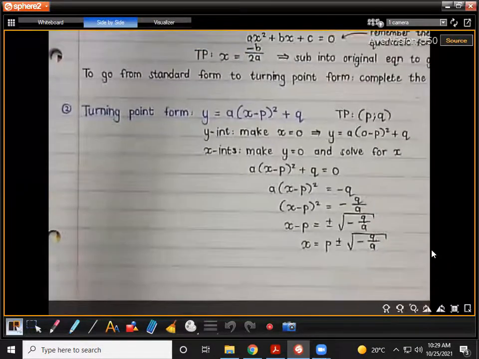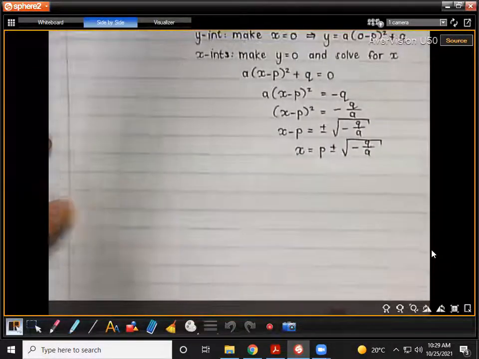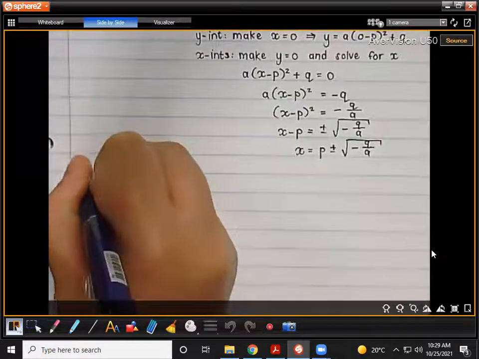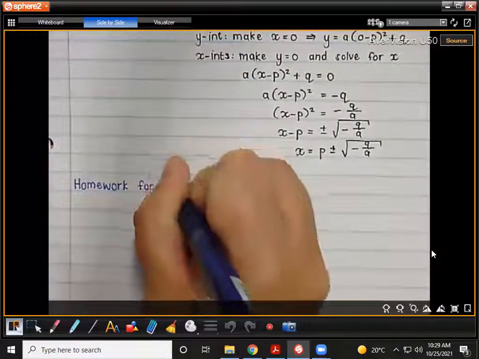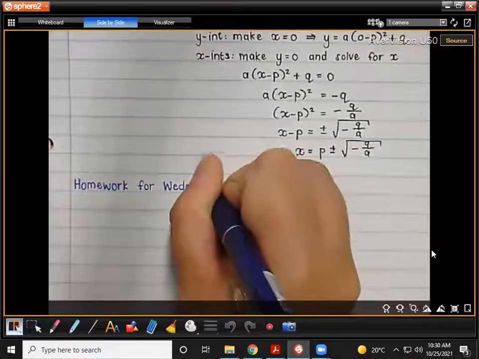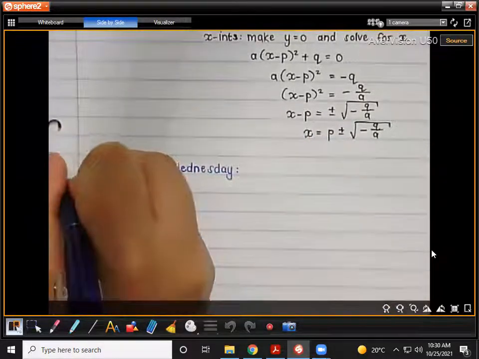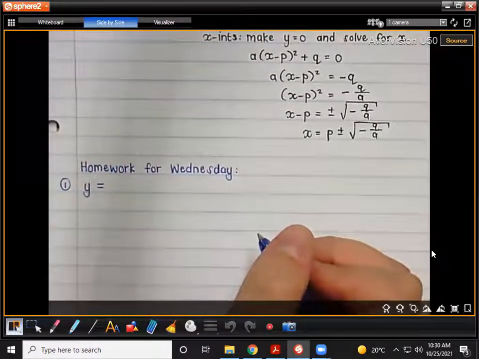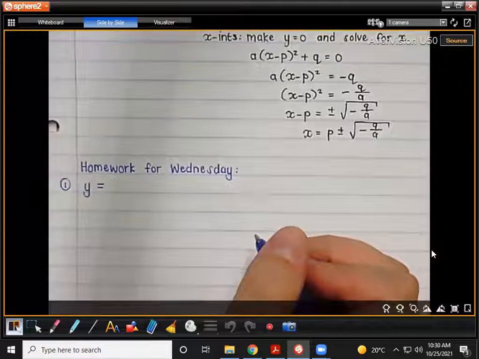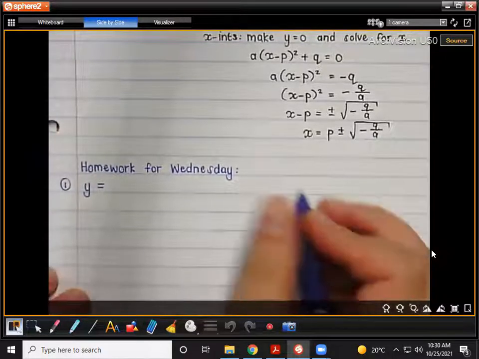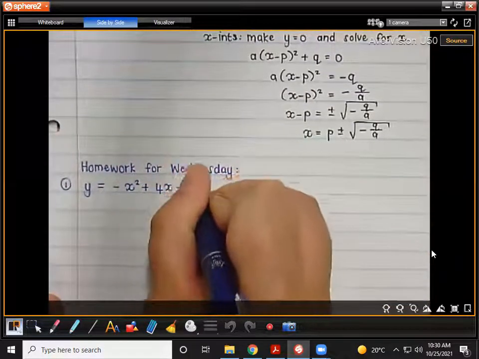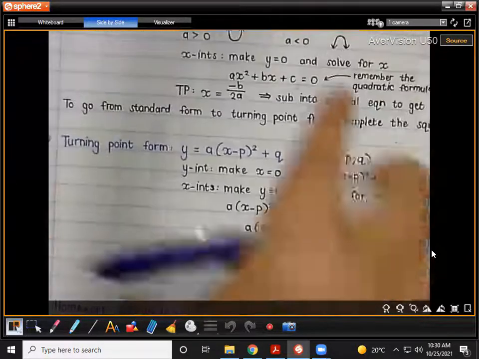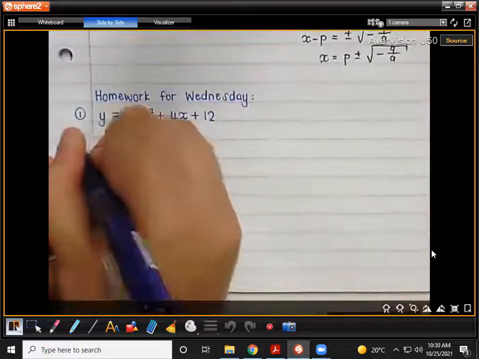Okay, guys, I want you for Wednesday to draw 2 graphs. Only 2. I'm writing them down. So homework for Wednesday. You're doing your test tomorrow, but on Wednesday we're carrying on with this. You are drawing y equals negative x squared plus 4x plus 12. That one is in standard form, so you're going to follow those steps.